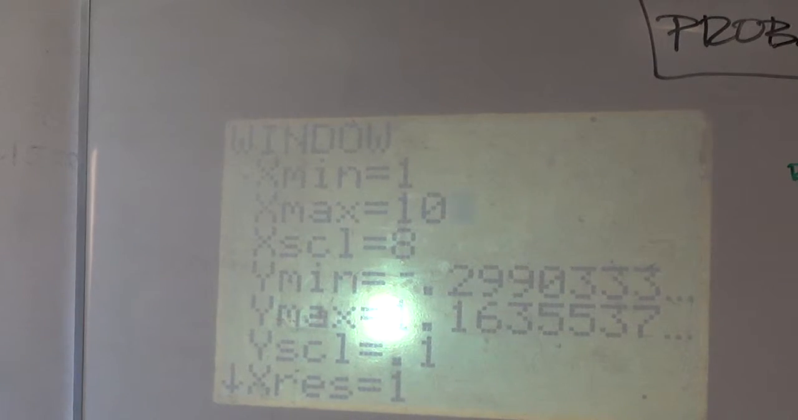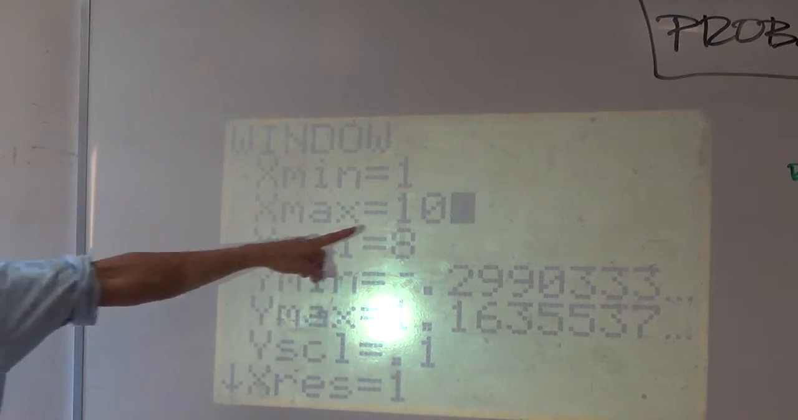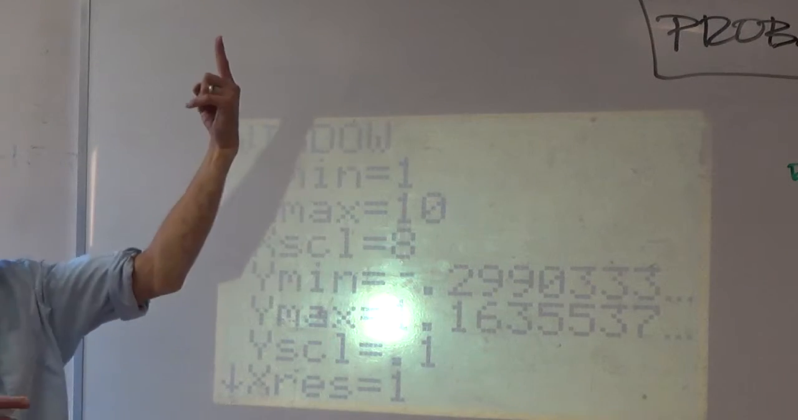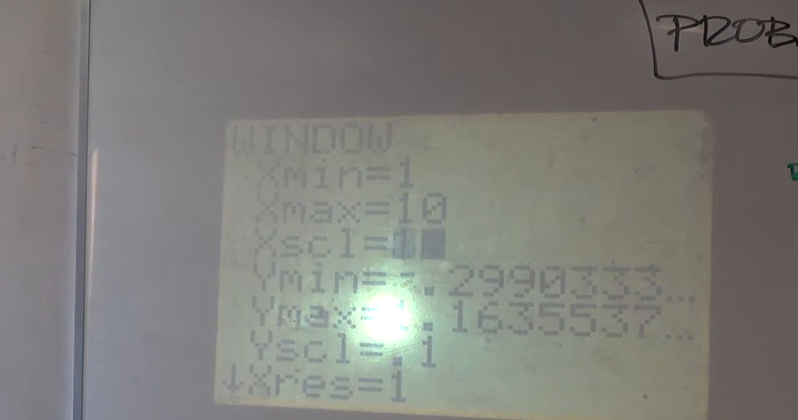I'm set. No, I'm not. This is just the same thing we've done for the past couple weeks with histograms. We're just breaking it up, 1 to 10. And then X scale is going to be 1. That's it? And then we can try it. If you press graph right now, let's see how that looks.